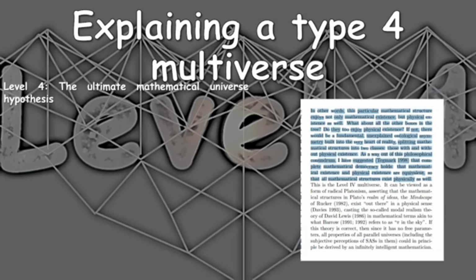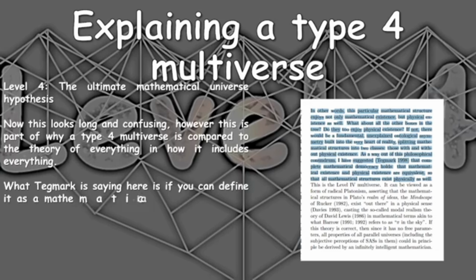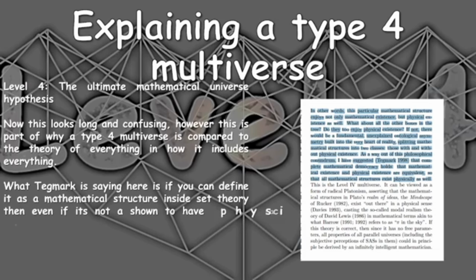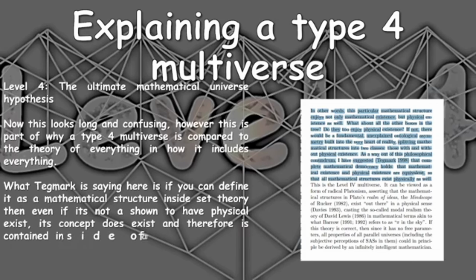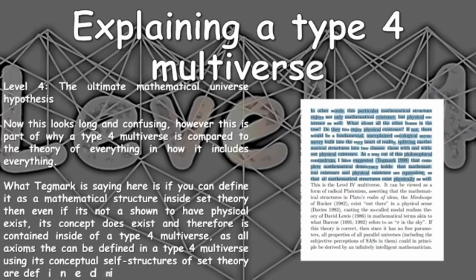Okay, that's very long and complicated. However, it is part of why a Type 4 multiverse is compared with the theory of everything. What Tegmark is saying here is, if you can define a mathematical structure inside set theory, even if it's not shown to physically exist, its concept does exist, and therefore is contained in a Type 4 multiverse. Remember, all axioms that can be defined in set theory are contained in a Type 4 multiverse. This would be conceptual self-structures of set theory that are defined by themselves, all inside a Type 4 multiverse.